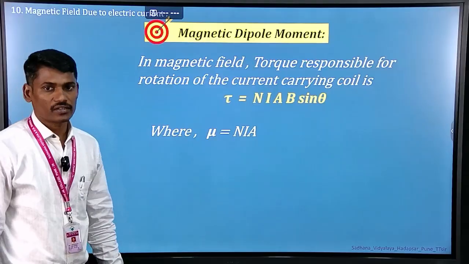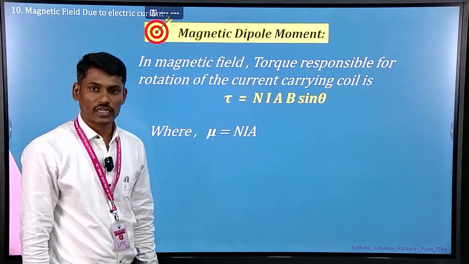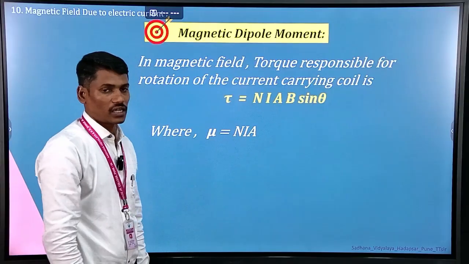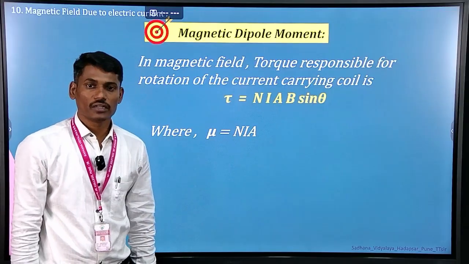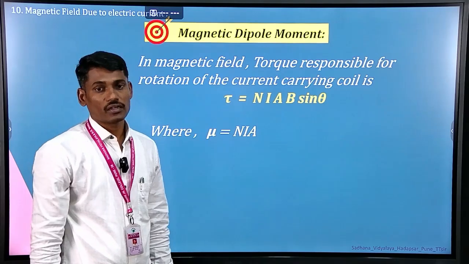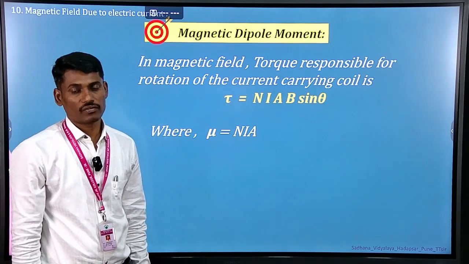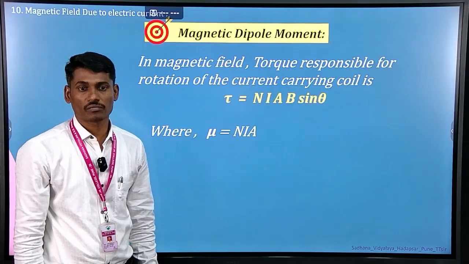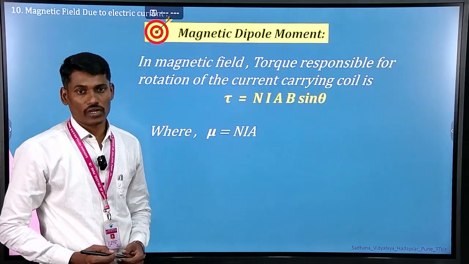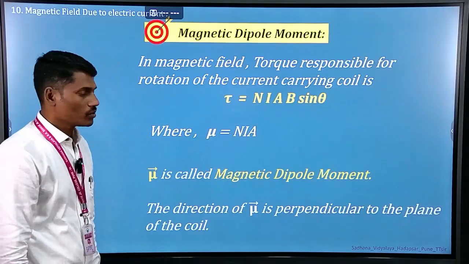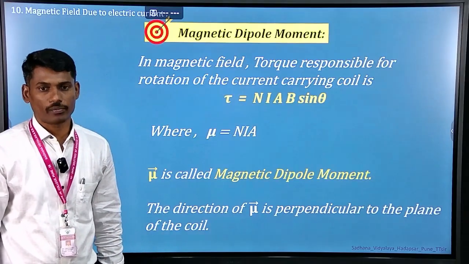Here we define the constant mu equal to NIA. Here mu is equal to NIA. What is NIA? Here N is the number of turns of the current carrying wire, I is the current passing through that wire, and A is the area of that current carrying coil or loop. Here the term mu is called the magnetic dipole moment.